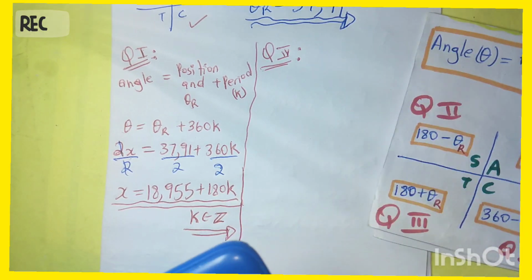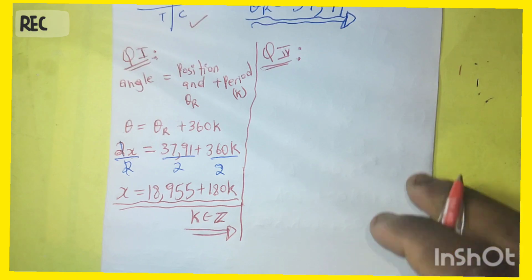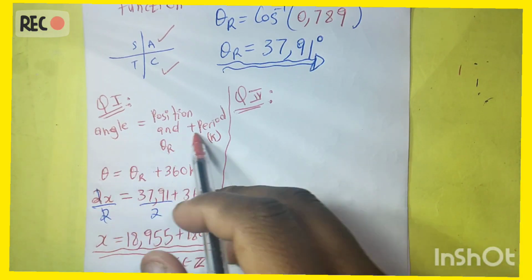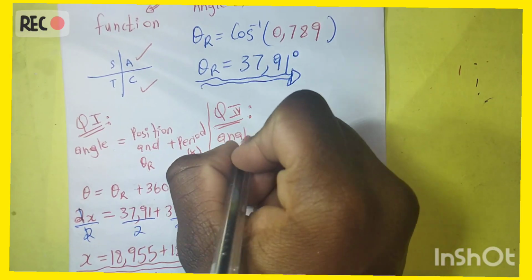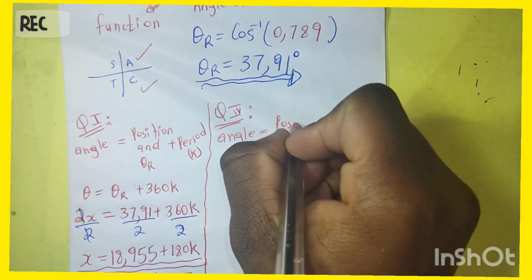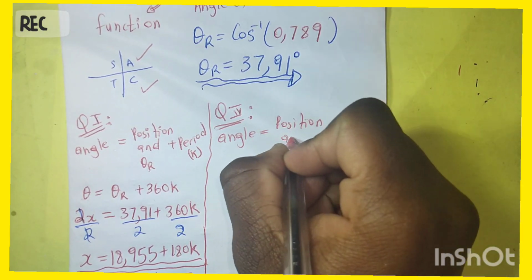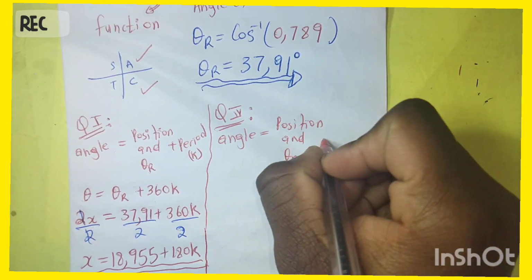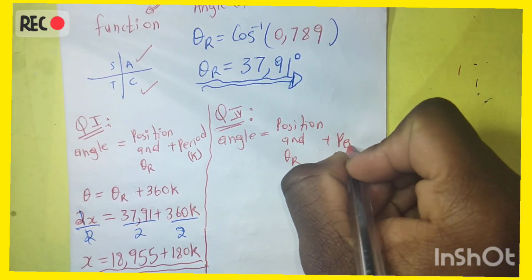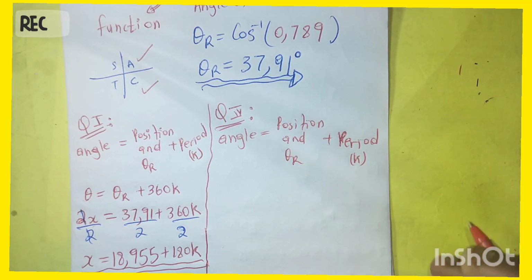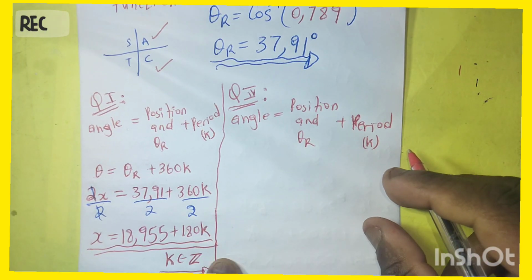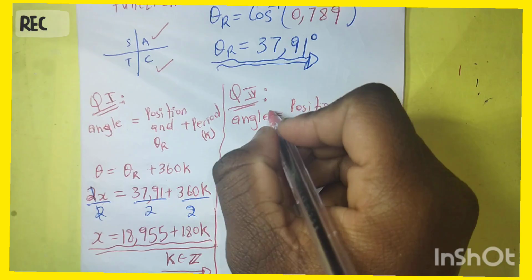And now let's go to the second quadrant. For the second quadrant, guys, what do you do? You will still use that format, which is: angle equals position and reference angle plus period, the period being that one, with k. Do you see?